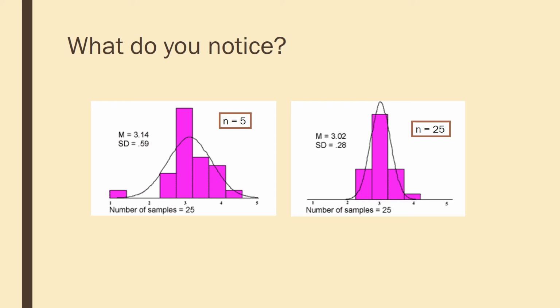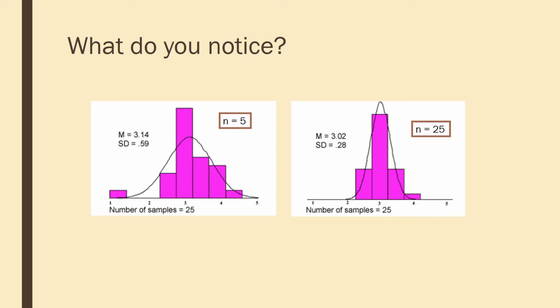So each sample in the second histogram on the right has an n of 25, okay? So what do you notice? Well, they both have a mean of about 3. The second one is a little bit more accurate. It's a little bit closer to the mean, 3.02. That makes a little sense, right?